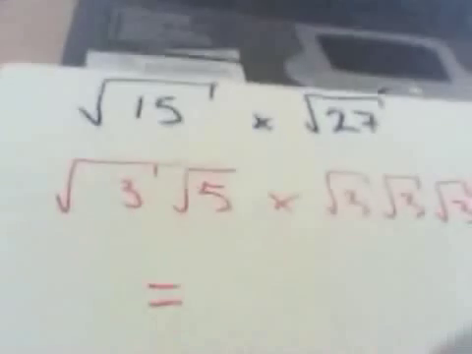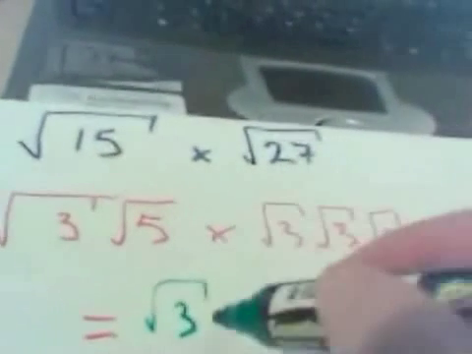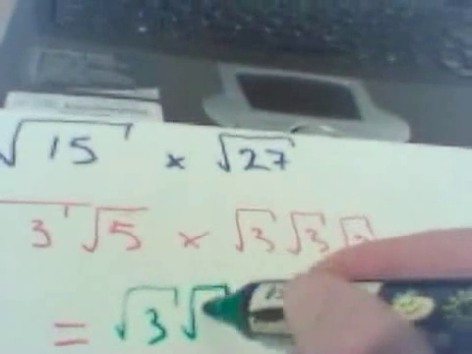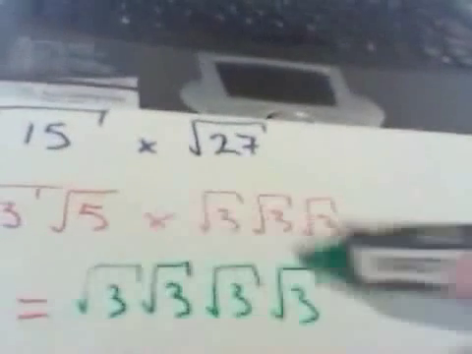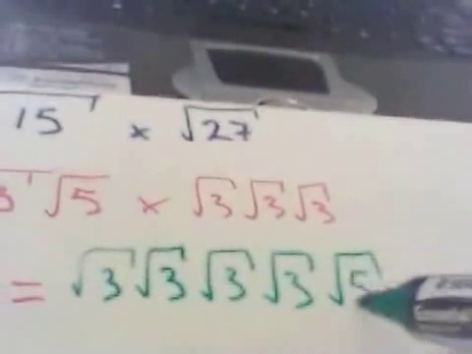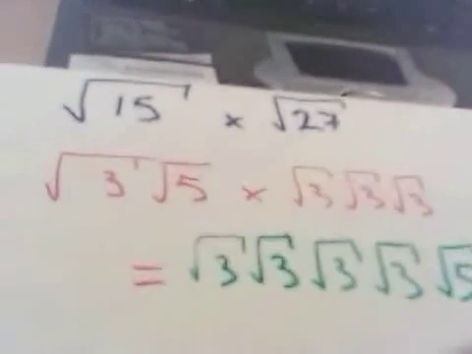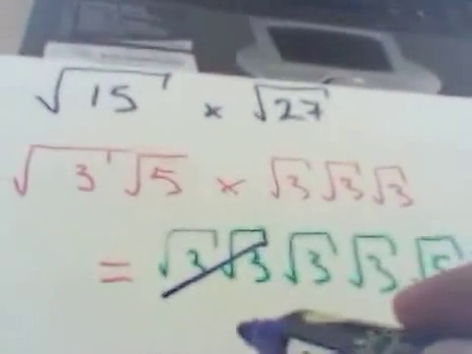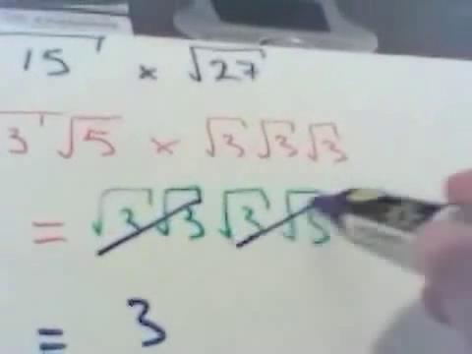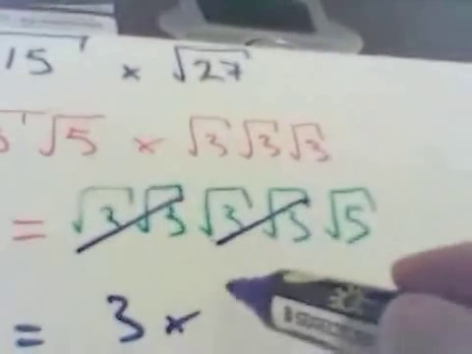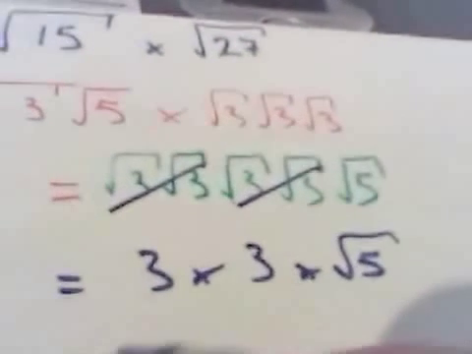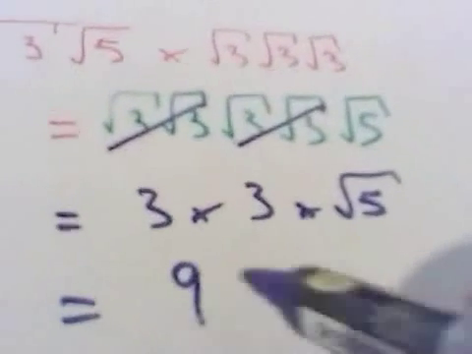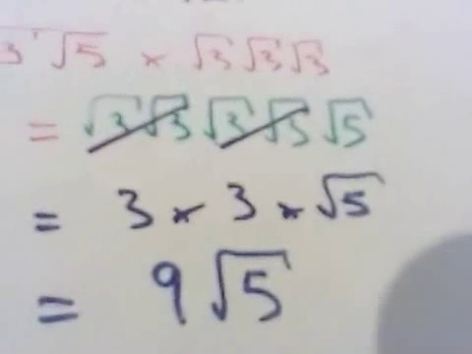If I then take these numbers and order them, so I have all the root 3's together at the front, so I'm going in ascending order, I've also got my root 5. I can then see that root 3 times root 3 is 3. We've got root 3 times root 3 is 3 again, and then we've got root 5 at the end, which gives me 3 times 3 is 9, 9 lots of root 5.